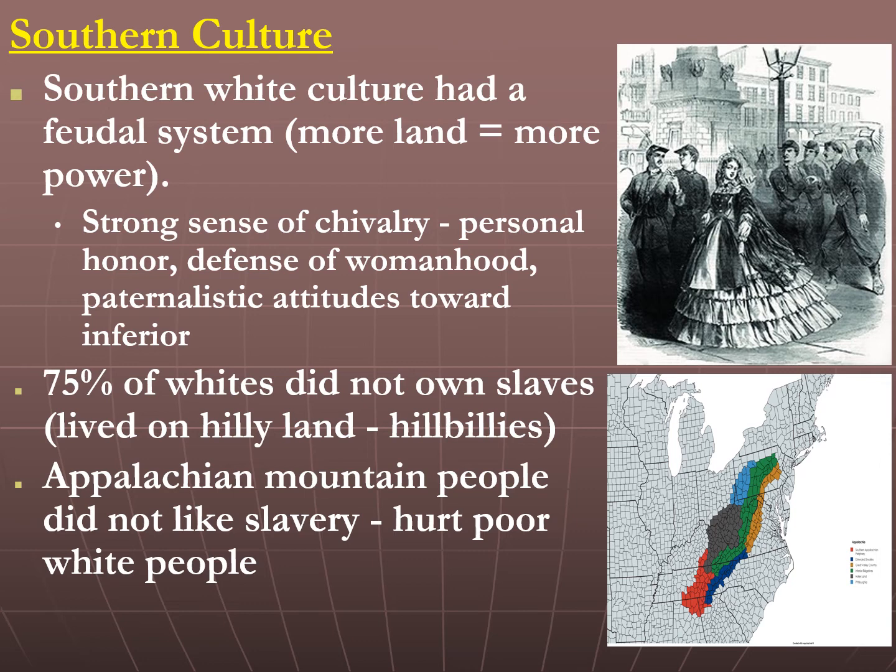And that's another thing about white culture. 75% of white people were very, very poor. They didn't own any slaves. They lived on hilly land. Hilly land's not as easy to farm. This is where the term hillbilly comes from. And Appalachian Mountain people, where you can see the Appalachian Mountains kind of on this bottom map, they don't like slavery. They were the only white people who really recognized this hurt poor white people. And so therefore, when the Civil War breaks out, a lot of the Appalachian regions are not going to support this rebellion by the South.